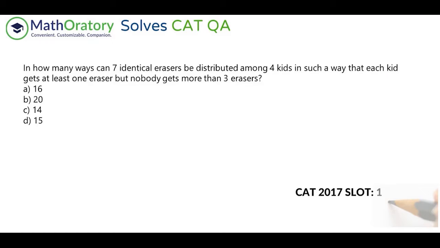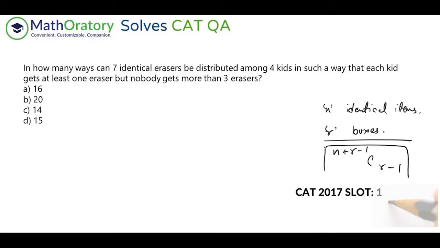The idea is, if you have n identical items, I'm giving you the formula. In the video, we have explained the basics and showed you various ways of applying that. So if there are n identical items and you're distributing them into R boxes, the number of ways of doing that will be n plus R minus 1, C R minus 1. So this is the formula.